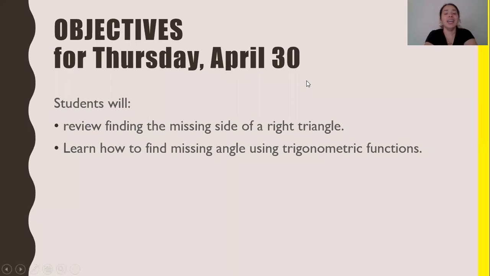All right, our objectives for today. So we're going to review finding the missing side of a right triangle, which is what we've been working on, right? Like remember the kite example and how we were trying to find how high the kite was above the ground?